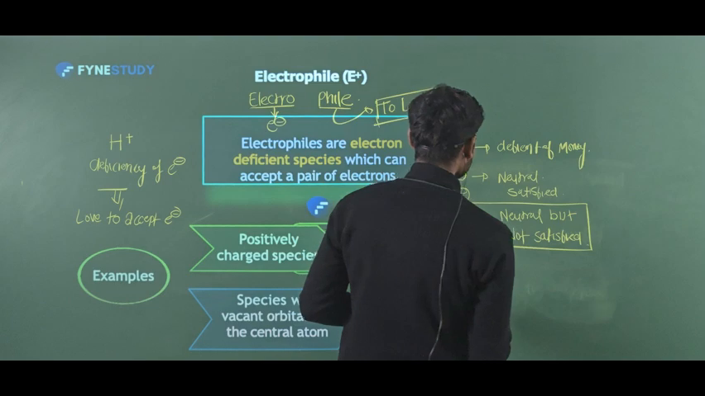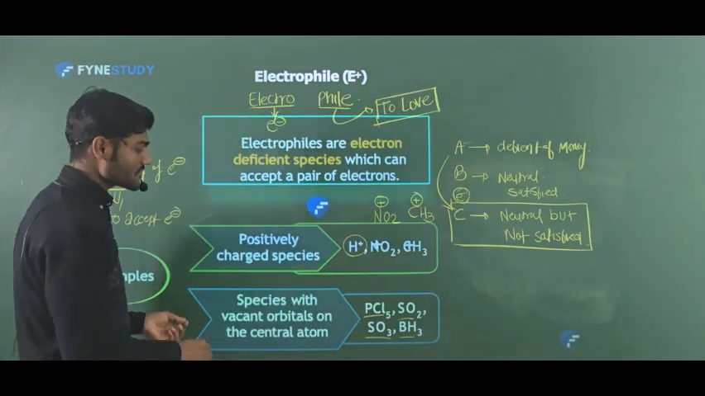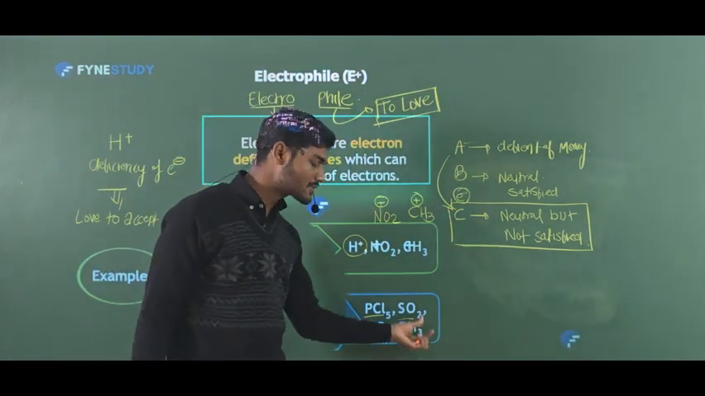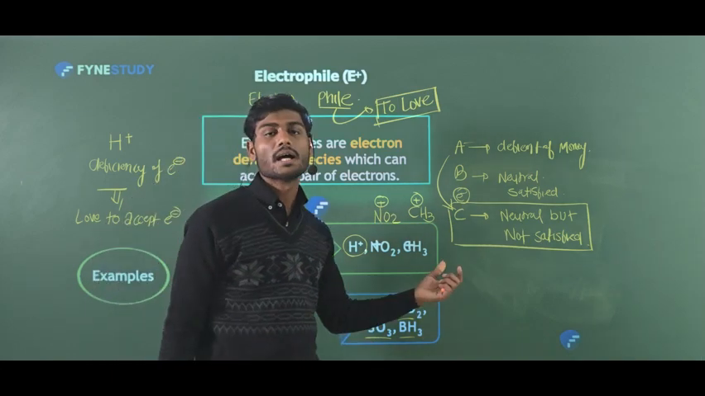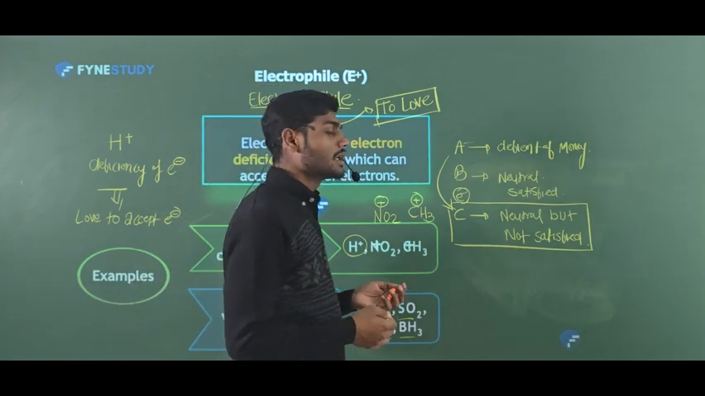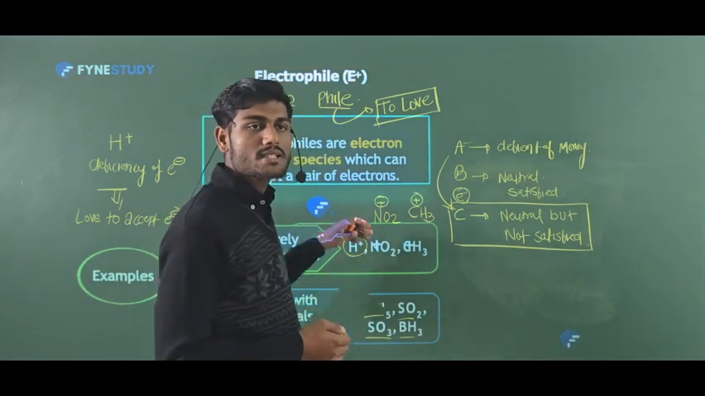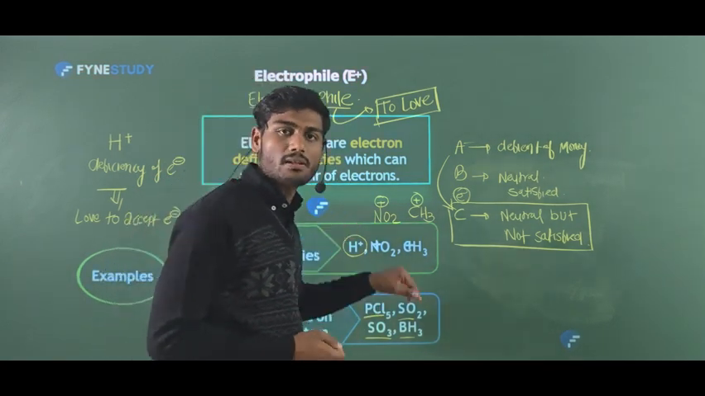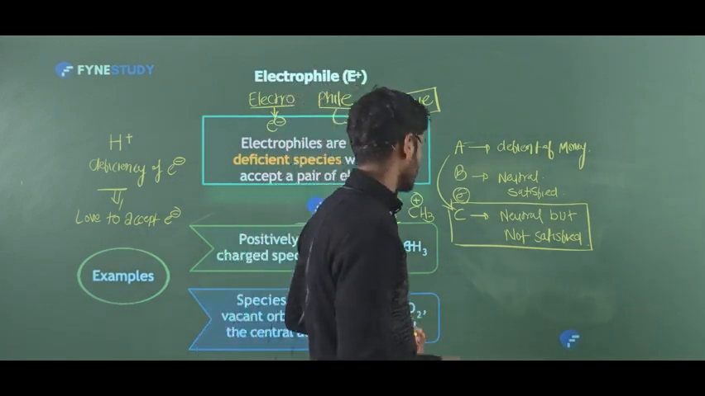Same thing goes here also. Some species like PCl5, SO2, SO3, BF3 are species which have a vacant orbital, where these species can accept the electron and keep it there. I hope you understand.